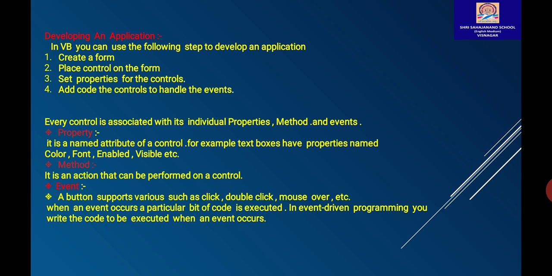Now next one is a method. It is an action that can be performed on a control. Means method means one type of action. Now event. A button supports various events such as click, double click, mouse over. This type is called an event. When an event occurs, a particular bit of code is executed. In event-driven programming, you write the code to be executed when an event occurs.